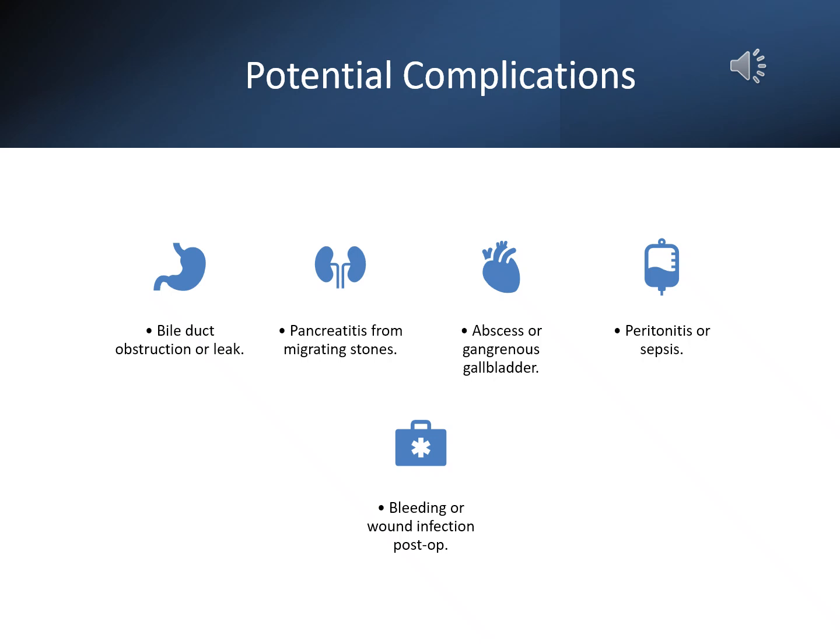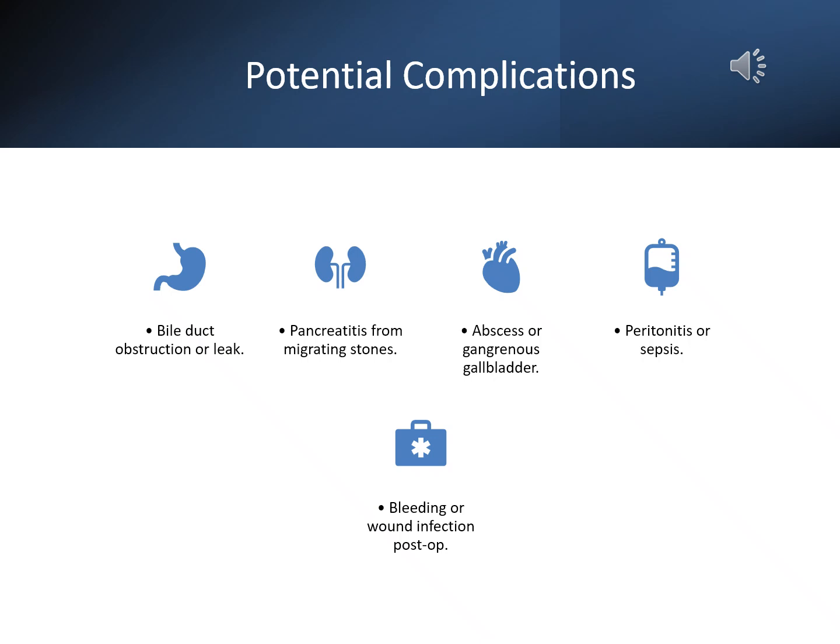Okay, so some potential complications from issues with our gallbladder would be things like a bile duct obstruction, bleeding after that surgery, wound infection after that surgery. We may get pancreatitis from gallstones that may migrate to the pancreas. So remember pancreatitis and the things we talked about in our previous lectures. We may get an abscess from our necrotic or infected gallbladder if it's not removed early enough.